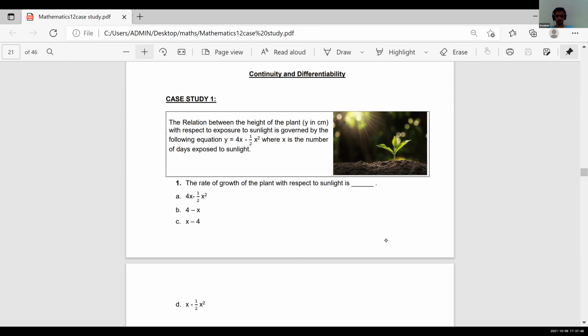Option B. You differentiate it. 4 minus 2x by 2. Is it correct? Option B, Dia? Got 4 minus x. Yes, that is option B. Srihari, you gave the answer as B, isn't it? Yes, ma'am. Second option. Okay.